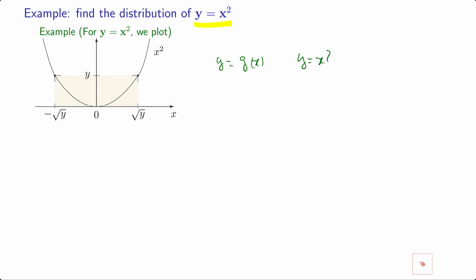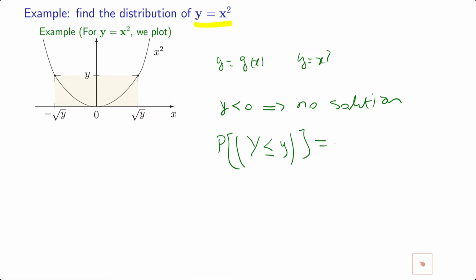Now, if y is negative, there is no solution for that. So for y negative, no solution. So the event Y is smaller than or equal to y, because this one has no solution, this event is going to be empty. So the probability of this is going to be 0, which is equal to F of y for all y being negative.